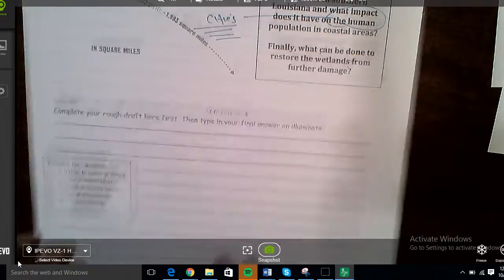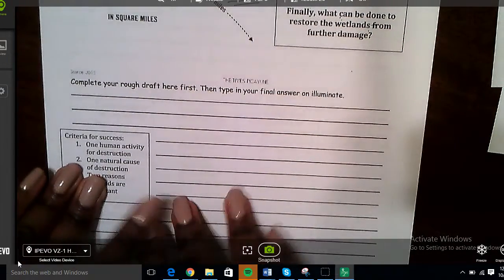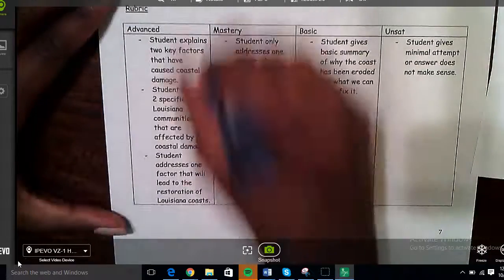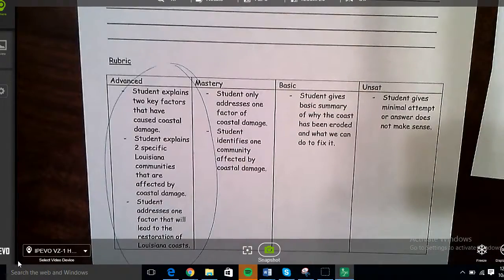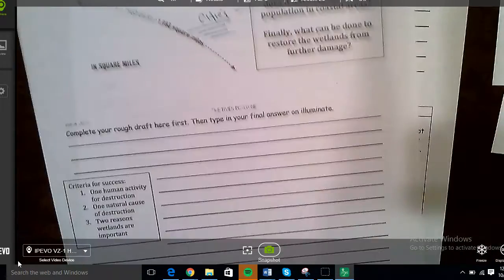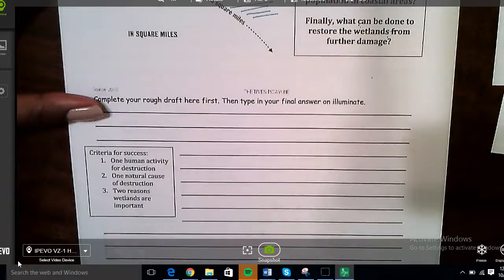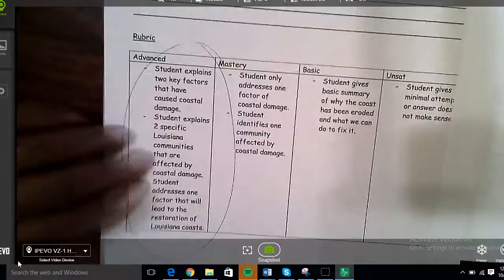Now, once you write your rough draft here, you are then going to go to Illuminate and type in your final response. We're getting ready for our end of the year exam. Make sure that you have hit all of the pieces in the advanced bucket. So again, first part of your exit ticket, you need to watch the video. I would encourage you to take notes as you're watching it. Second part, you're going to write your rough draft on the lines here. You're going to check, make sure you've included all of the pieces in the rubric, and then you're going to type in your answer in Illuminate.